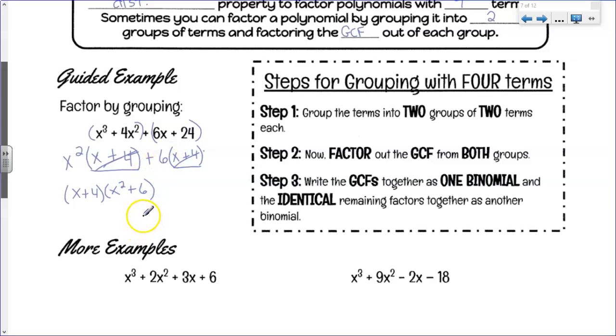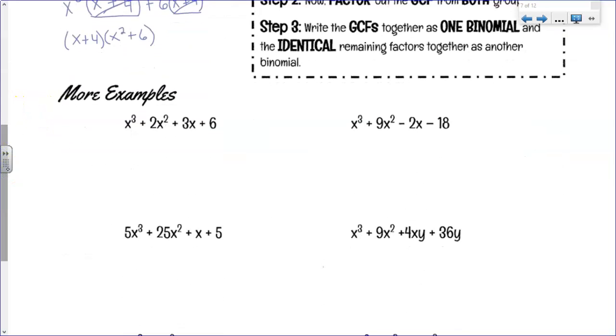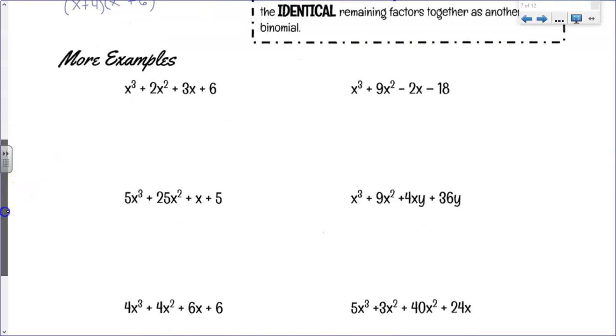Now, how could I check this? I could use my box method and multiply this out, and I would get the same thing. Because remember, when you factor, you're not doing anything to the problem. You're just rearranging how the problem's written. Let's look at a couple more examples, and then I'm going to let you do some on your own.